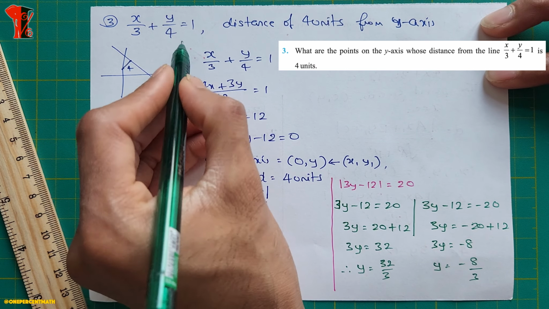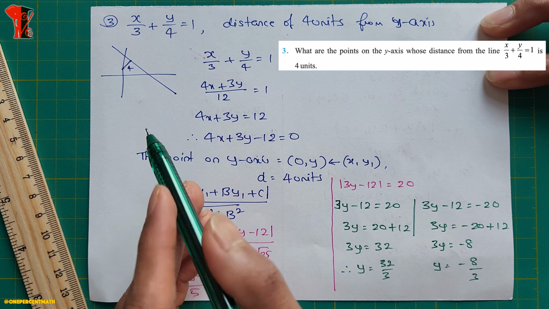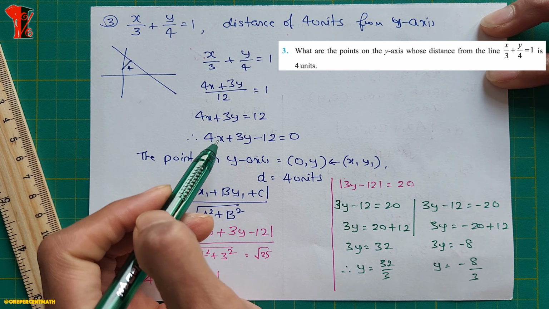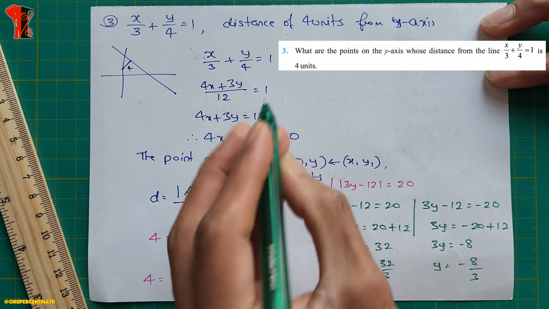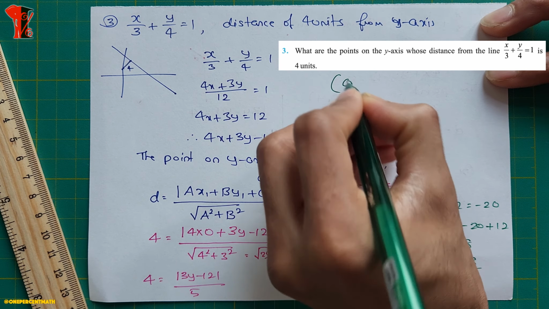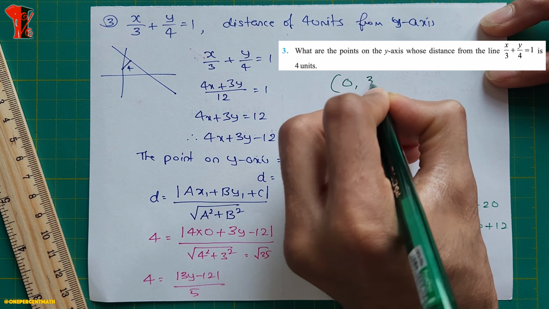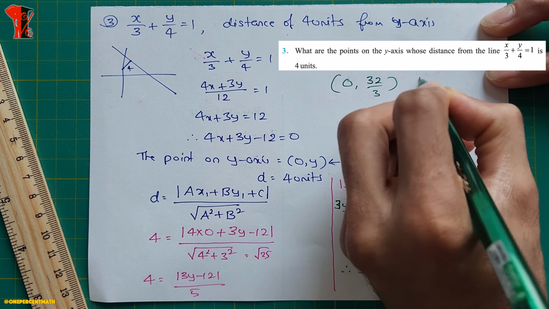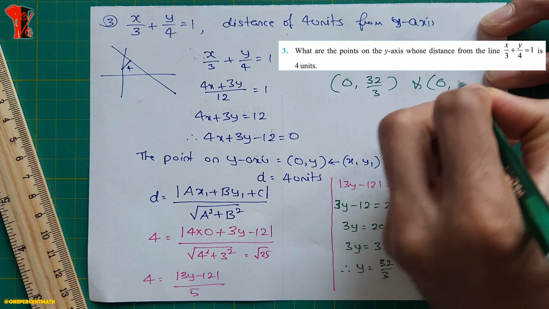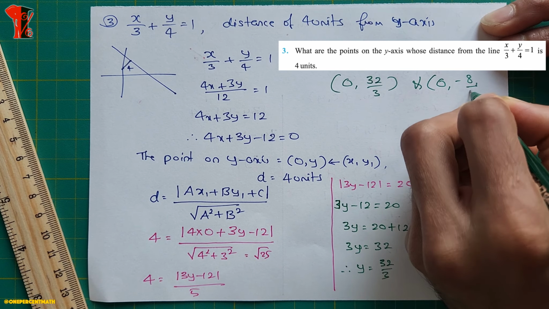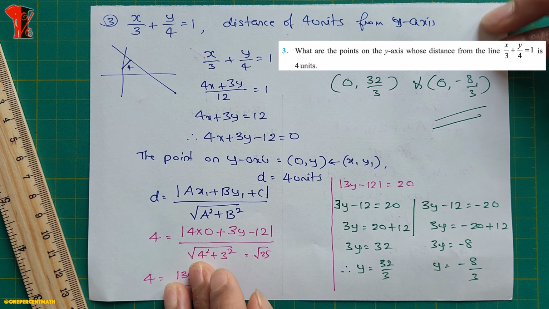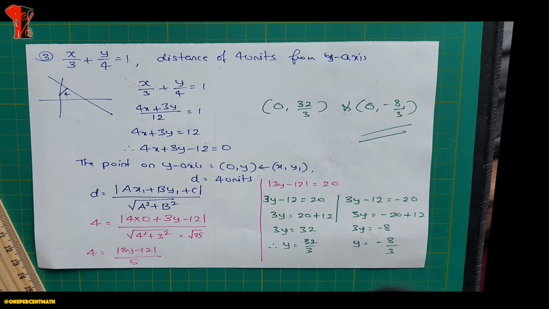So therefore, according to the question, the points which are at 4 units away from the line are one is 0 comma 32 by 3 and another one is 0 comma minus 8 by 3. Okay, that's the answer for the third question. Let's work on question number 4.